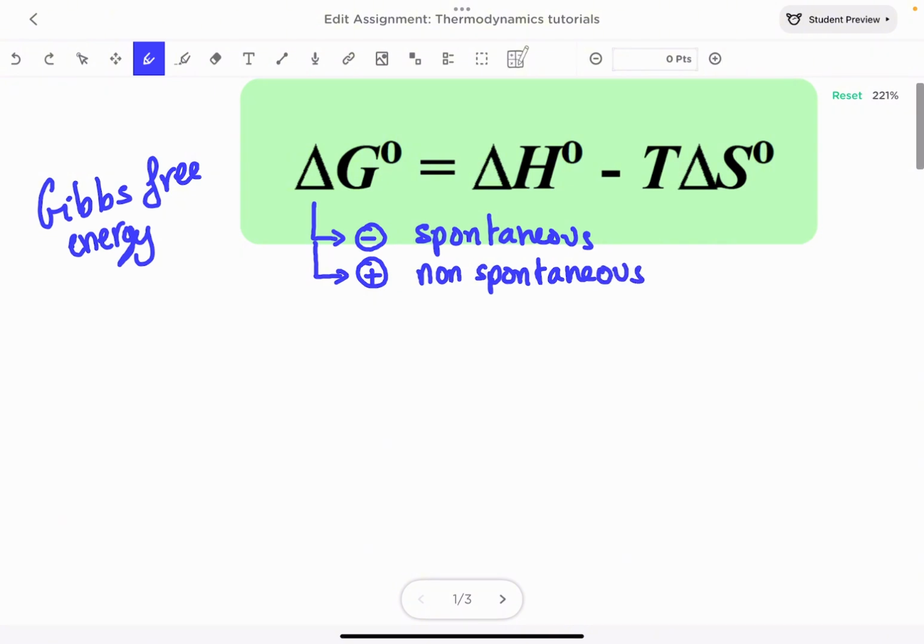Let's say I have delta G equal to negative 500 kilojoules. It means that there are 500 kilojoules of energy available to do the reaction, to do the work. Now, if I have delta G equal to negative 100 kilojoules, it means that there is 100 kilojoules of energy available to do the work. Both of them are spontaneous, but the first is more spontaneous than the second.